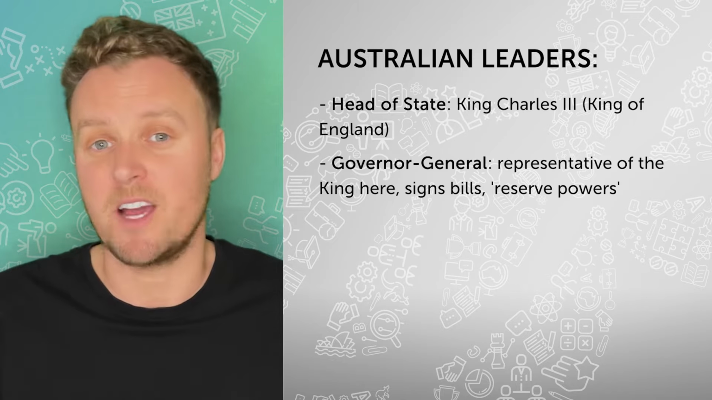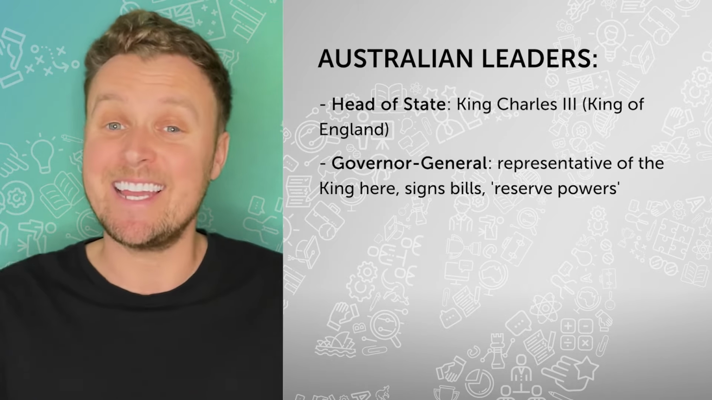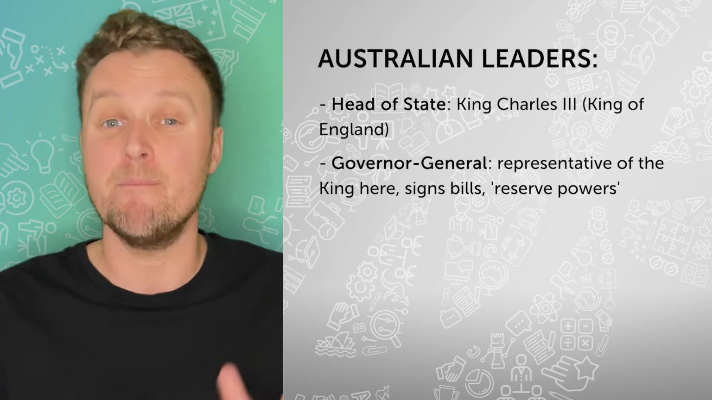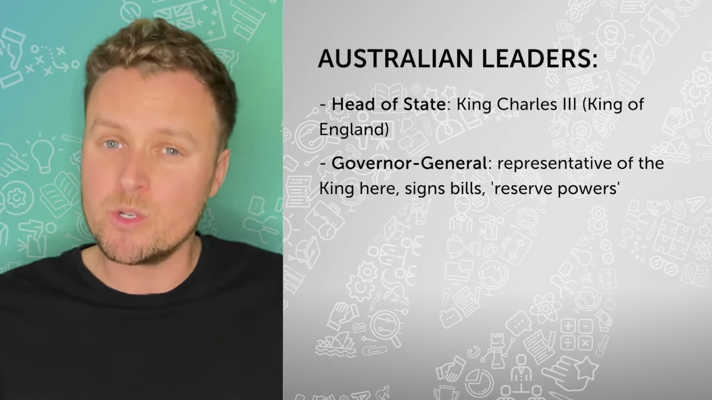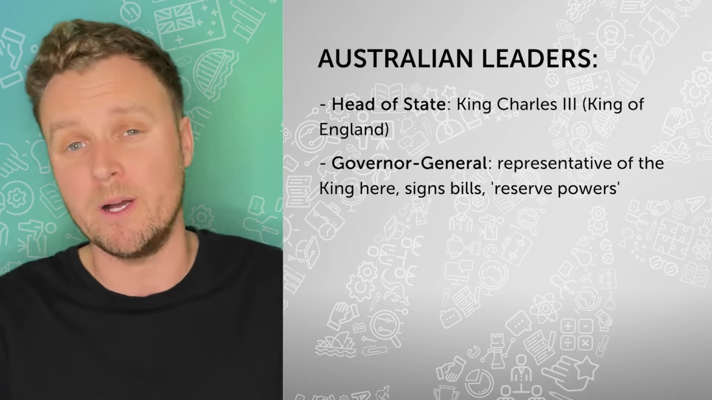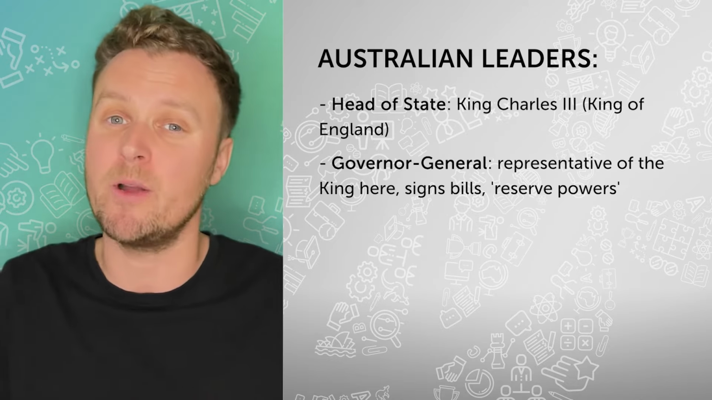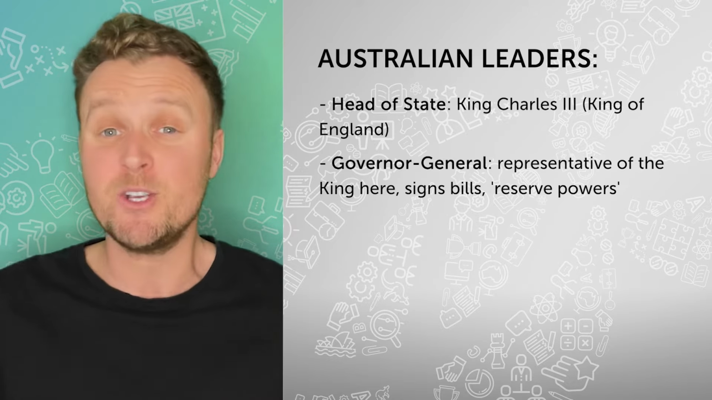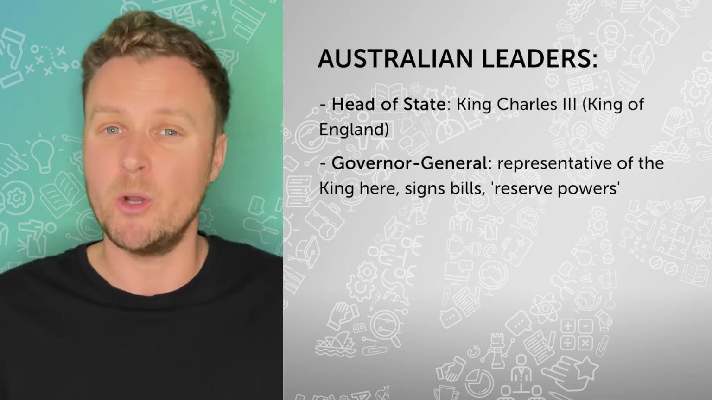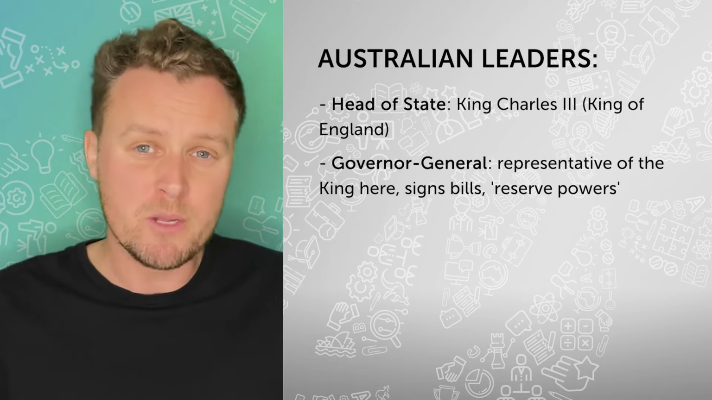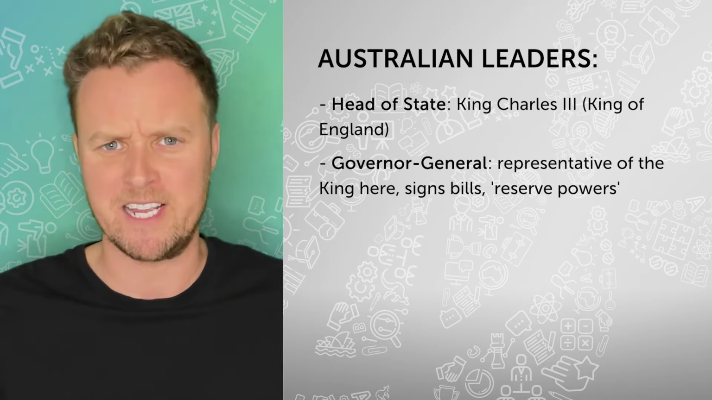So who is this Governor-General, and what does he do? Well, first thing to note is that he is not part of the government and must remain neutral. The Governor-General has a few important roles, which include signing all bills passed by the Australian Parliament into law and performing ceremonial duties. But the most interesting fact about the Governor-General is that he has special powers, known as reserve powers, that can only be used in specific circumstances. I know, sounds really intriguing, doesn't it?